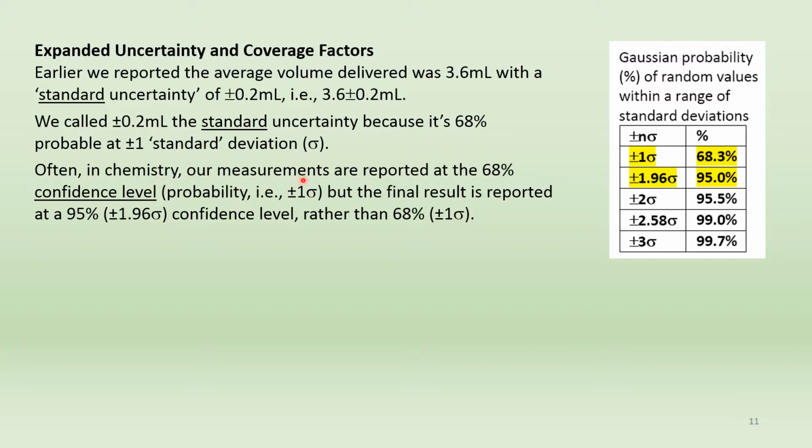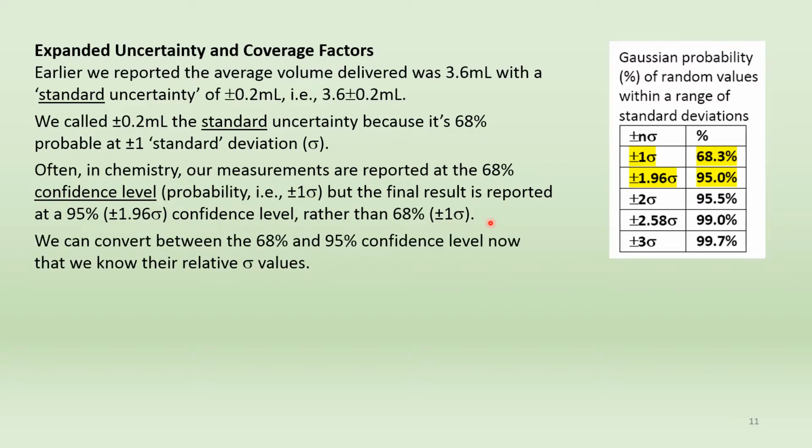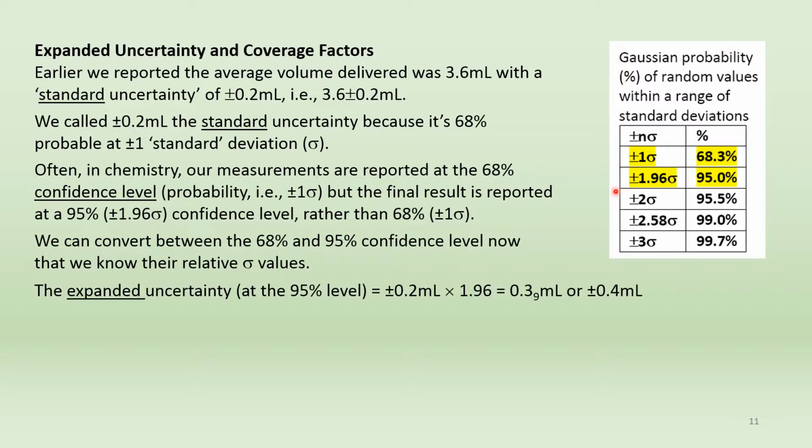Now, often in chemistry, our measurements are in fact reported at the 68% confidence level, probability of plus or minus 1 sigma. But then the final result is reported at the 95% confidence level rather than the 68% confidence level. Now we can convert between the 68 and 95% confidence levels because we know their relative sigma values, simply a factor of 1.96 between them.